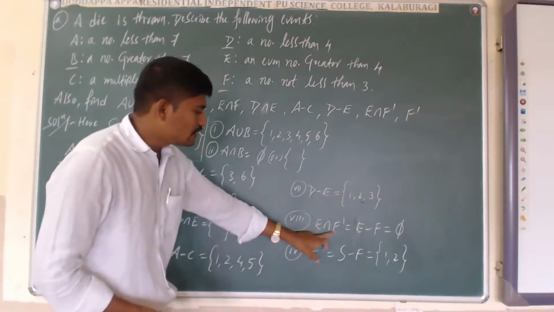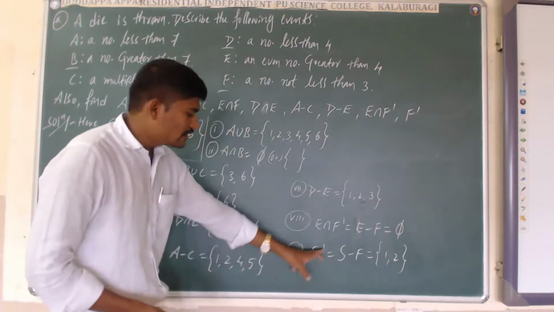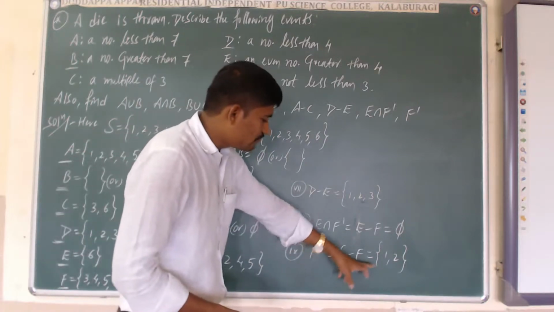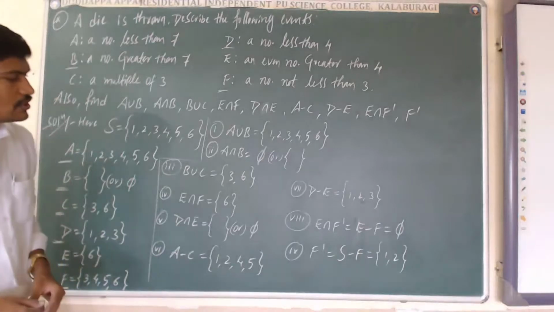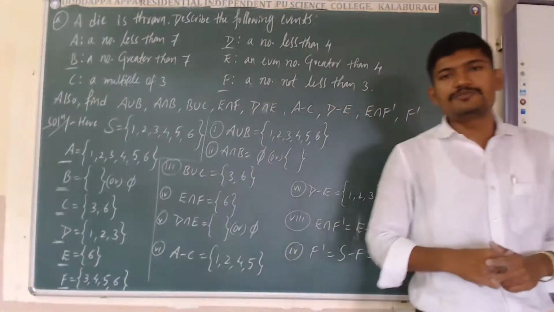And E intersection F dash means we can write E minus F also. We get the empty set. F dash equals S minus F, and your result will come 1, 2. So these are the examples of the algebra of events.